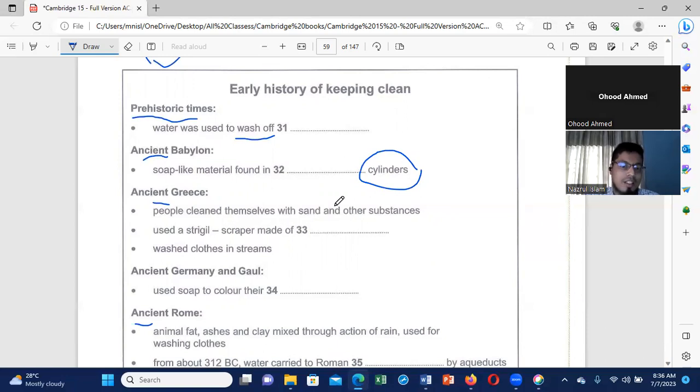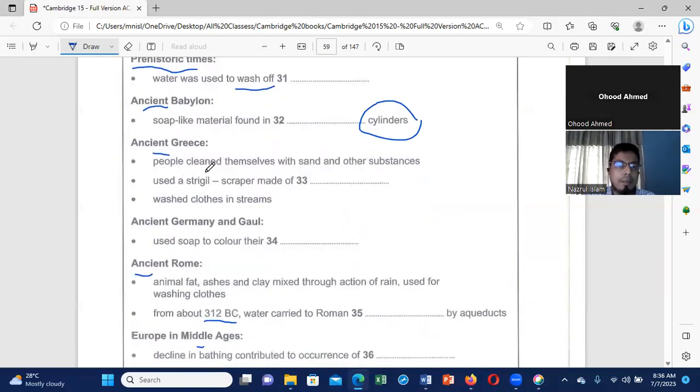Clay? All right. Then you may come here: people clean themselves with sand and other substances, and use a strigil scraper made of something. We can guess it's a noun, definitely. The scraper is made of stone, maybe. You can get stone or anything else, or maybe a metal like this.